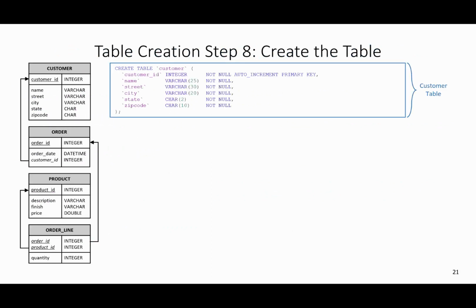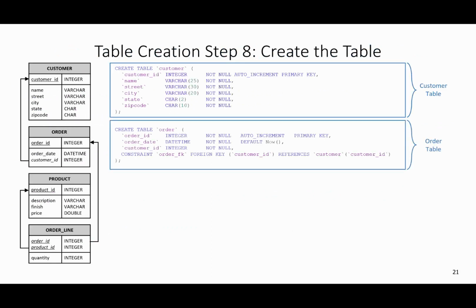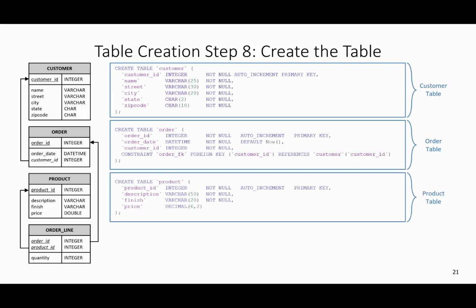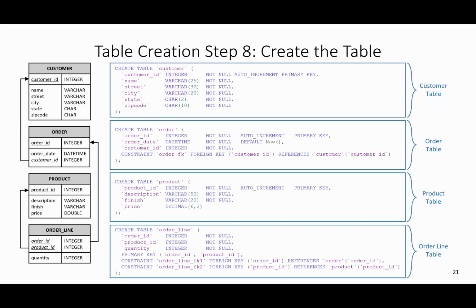For step 8, we're going to go ahead and now create our tables. So we now have all the code for the customer table, for the order table, for the product table, and the order line table. If we go ahead and just copy all this code and run it, it will create these 4 tables in our database.